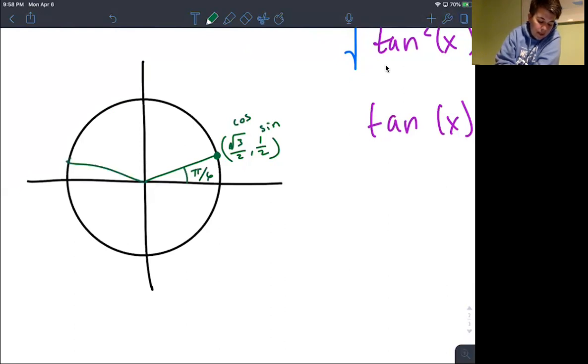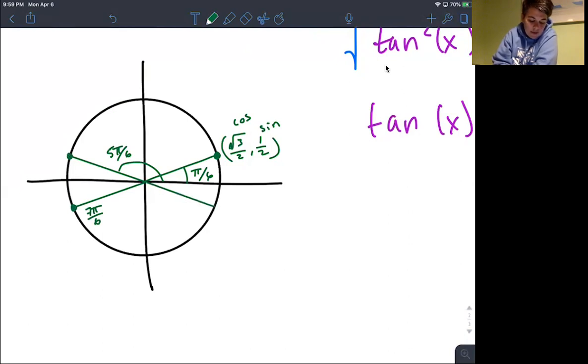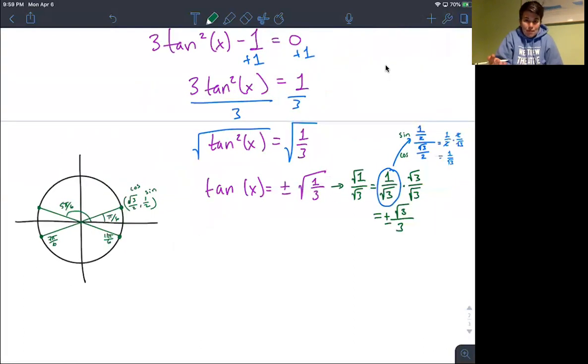This also happens again here at 5 pi over 6. It also happens again here at, anybody know what that one is? Anybody? If you're yelling at me 7 pi over 6, you are so correct. And then it also happens over here at 11 pi over 6. So all of these have a sine value of 1/2 or negative 1/2 and a cosine value of rad 3 over 2 or negative rad 3 over 2. So that means how many answers do I have? I have 4 answers. Miss Wright, are you sure you can have 4 answers? You bet your boots you can.